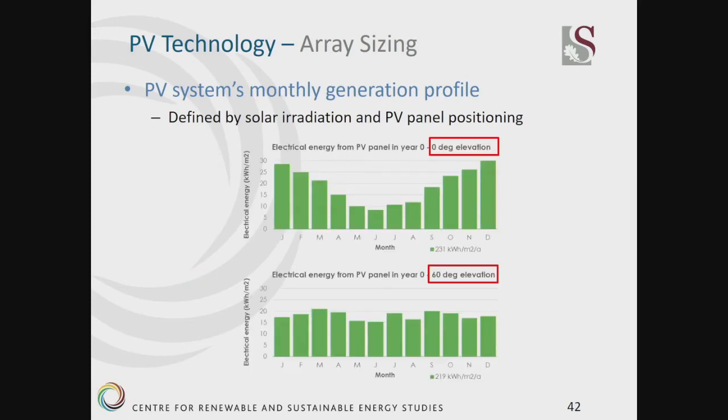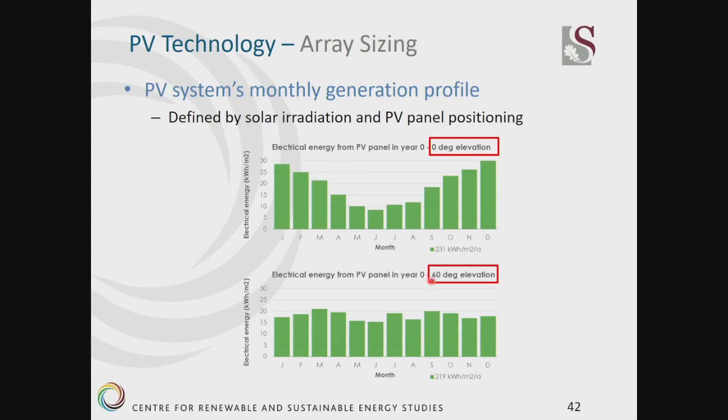The PV system's monthly generation profile is defined by solar irradiation and the PV panel positioning. So we might have a 0 degree elevation, which is panels that are flat, so horizontally positioned on a flat roof or outside somewhere. You would typically see that the generation is higher in summer and lower in winter, and this is because the sun sits higher in summer than in winter.